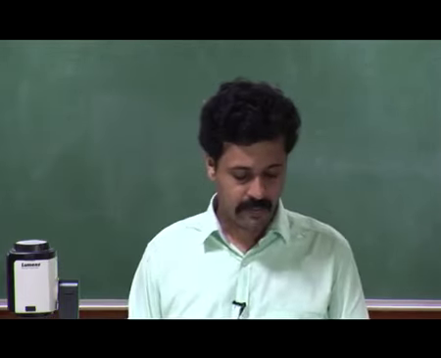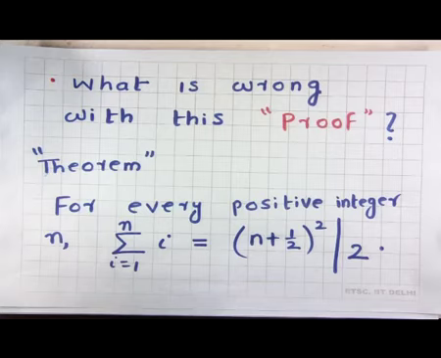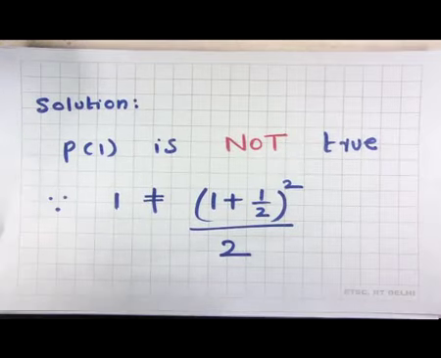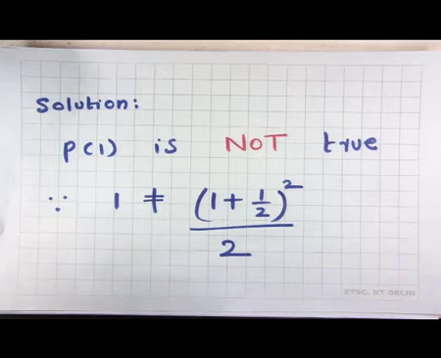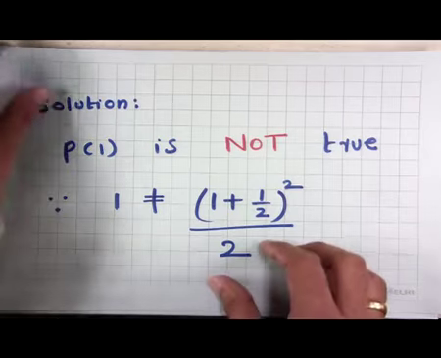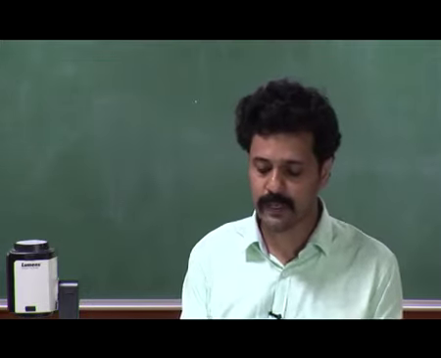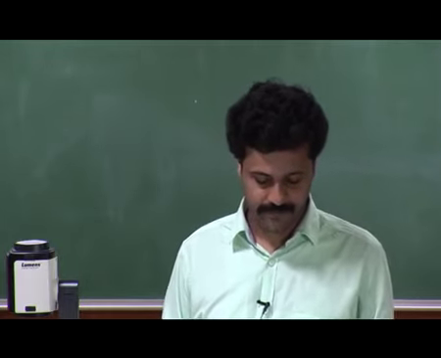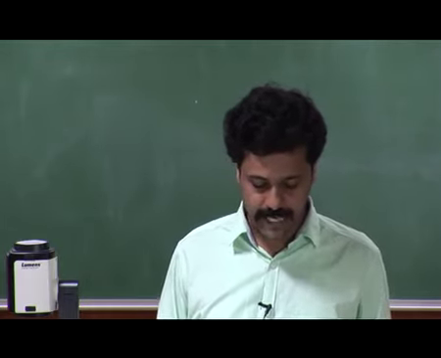So, the solution: you are asked to point out what is wrong with this proof. The solution is P of 1 is not true. 1 is not equal to (1 plus half) the whole square by 2. So, this is just to demonstrate that the basis step is so important, though it may look so innocent. Now, let me proceed with another example.